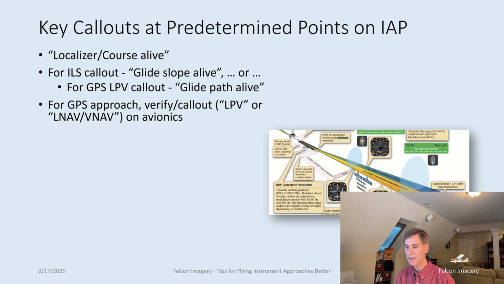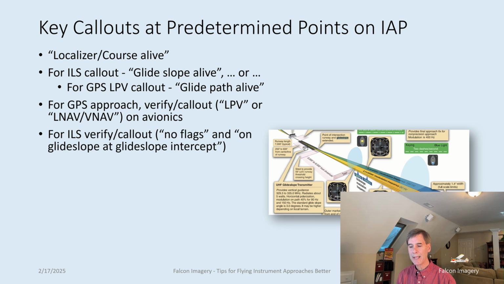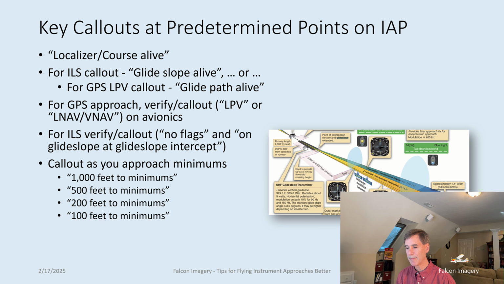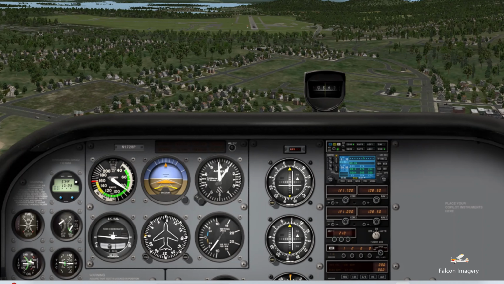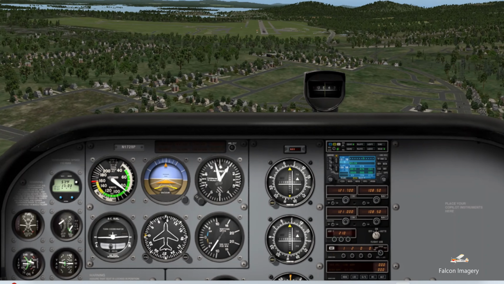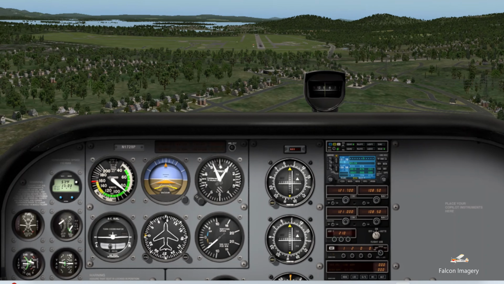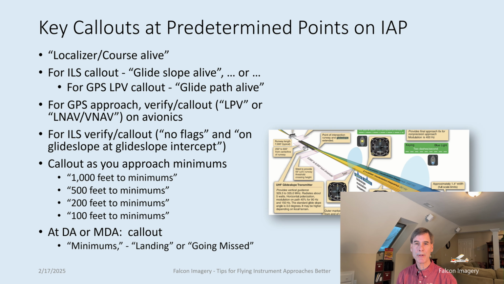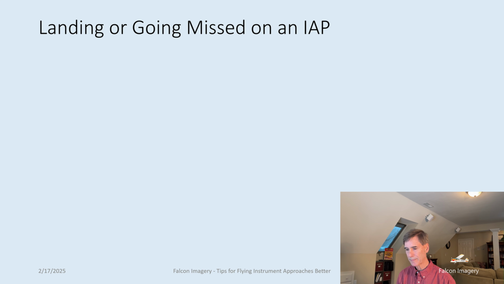So by the fact that you see LPV, you know that you can descend down to the LPV level minima in the RNAV approach that you're flying. For ILS, verify and call out no flags and on glide slope at glide slope intercept. As you proceed down from your final approach fix, make callouts as you approach minimums: 1,000 feet to minimums, 500 feet to minimums, 200 feet to minimums, 100 feet to minimums. And then when you do reach minimums, call out minimums and state whether you're landing or going missed.